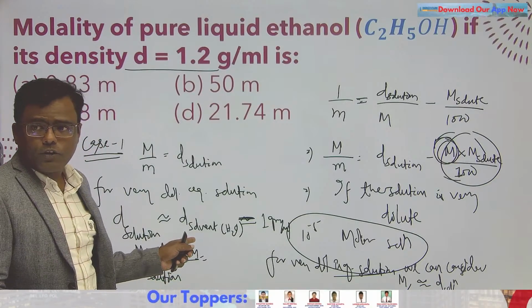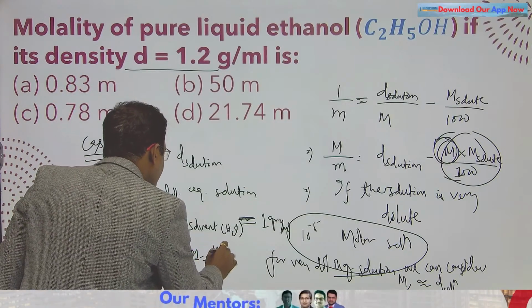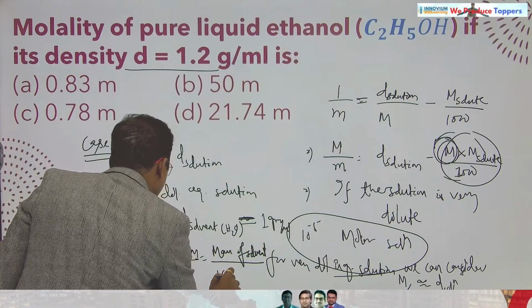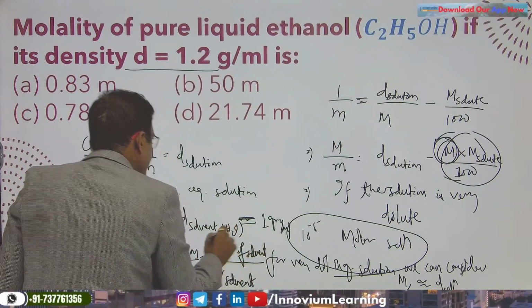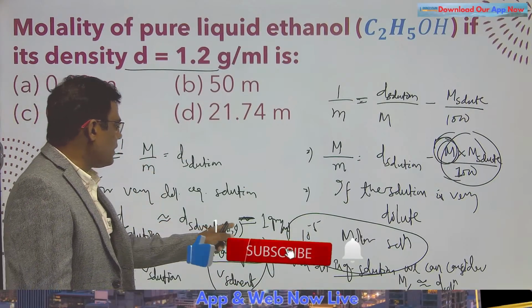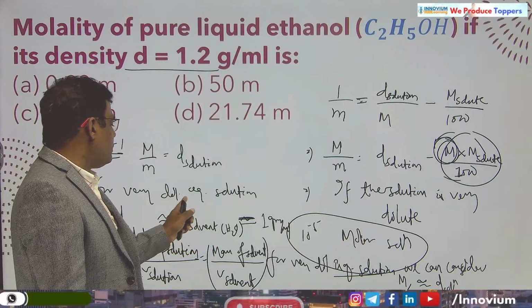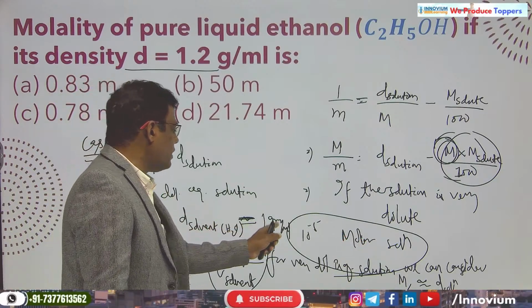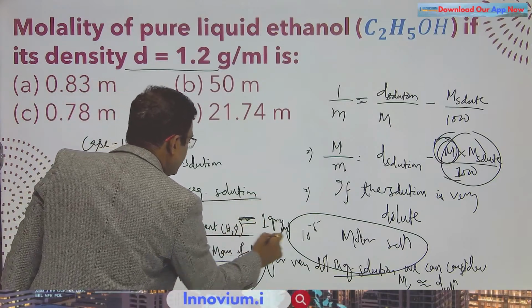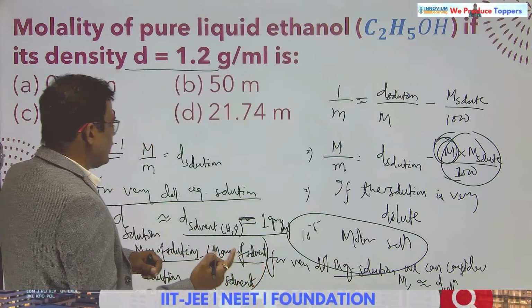Therefore, mass of solution is mass of solvent, and this is also the volume of solvent. Now this is coming what? Density of solvent. That is what I have taken here. For this case, water is the solvent. So the density of that water or solvent is 1 gram per ml. So for a very dilute aqueous solution, you can consider the density of solution equal to the density of water, which is equal to 1 gram per ml.